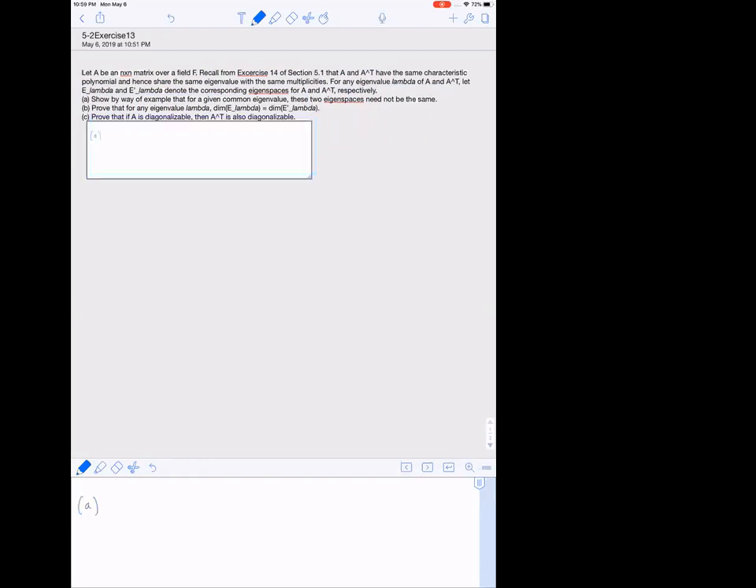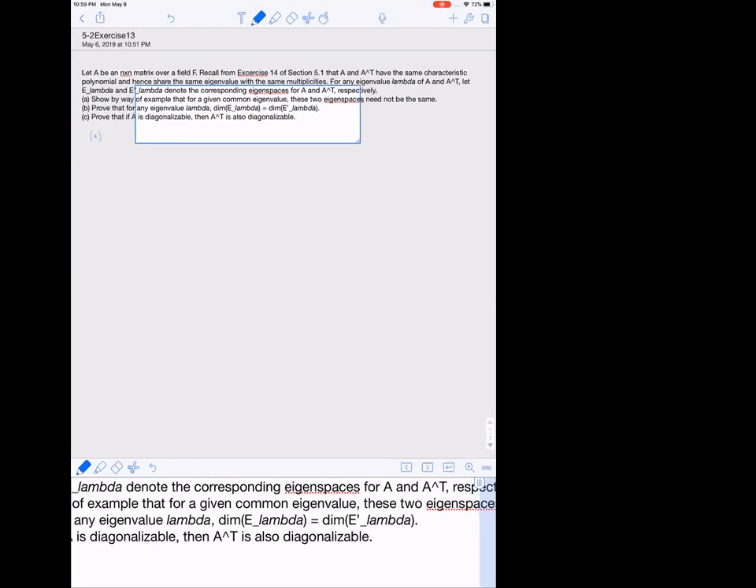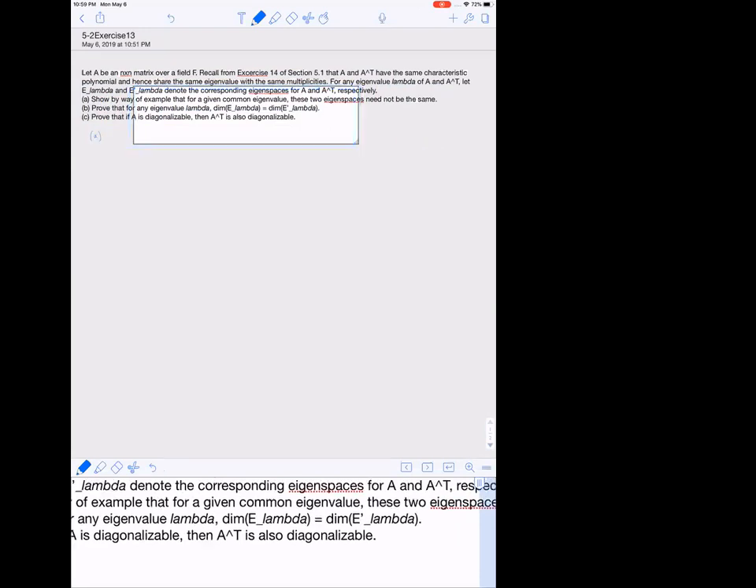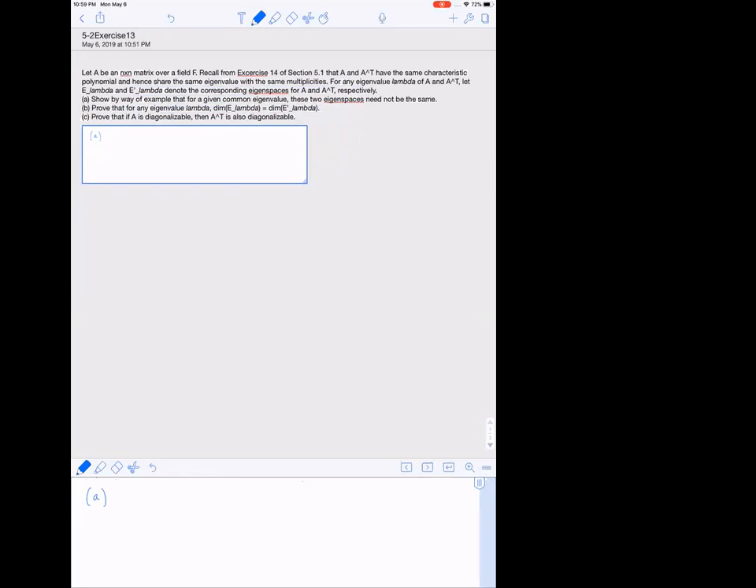We want to show by way of example that for a given common eigenvalue, the two eigenspaces need not be the same. So let's work really concretely here. Let's pick some A. Let's say we want to make it a 2 by 2 matrix. Let's work over the real field, so F will be real numbers. And we need A and A transpose to be different matrices, so we need to choose something that's not symmetric across the diagonal. So let's just try something really simple, like 1, 1, 0, 1. Let's see, does that have eigenvalues?